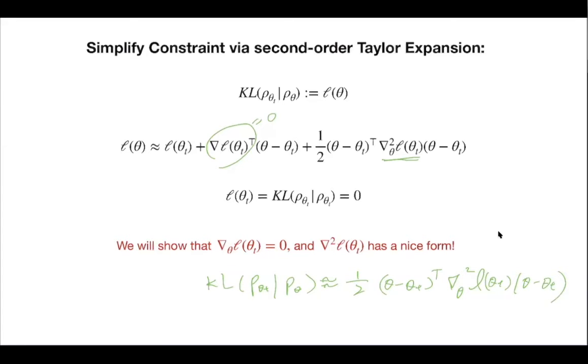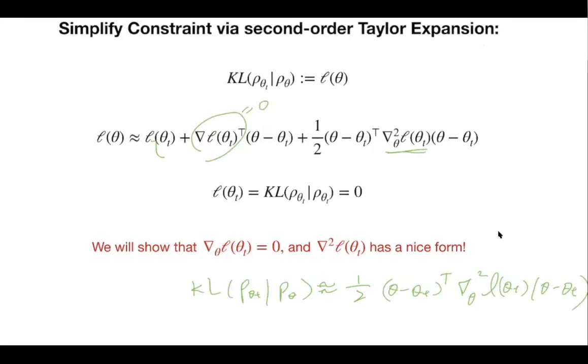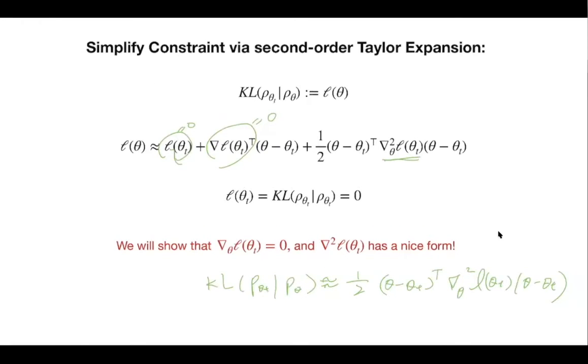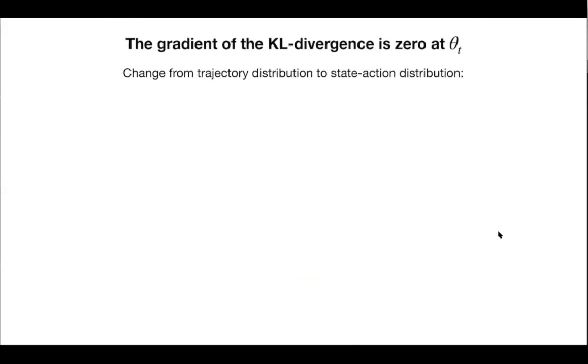And what we learned so far is that the zeroth order term is always equal to 0. What we're about to show is that the first order term is always going to be 0 as well, and what we're left with is the second order term. All right, great. So let's talk about the first order term. The claim is that the gradient of the KL divergence is 0 measured at theta t. That's our goal. We're going to do it in 2 steps. The first step is let's change from trajectory distribution to state action average distribution.